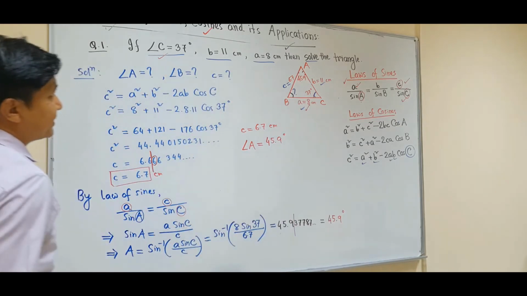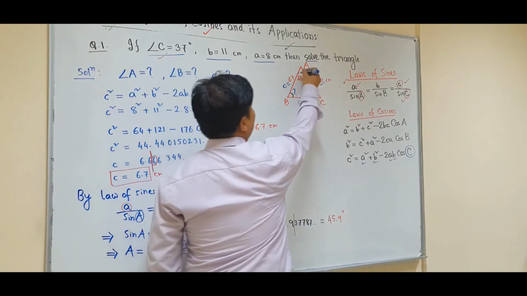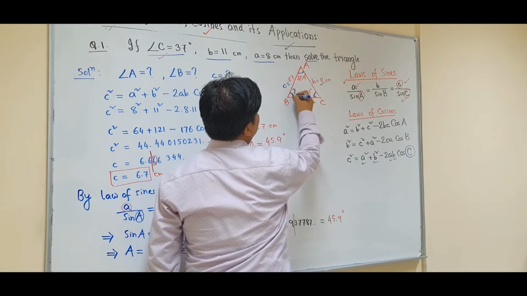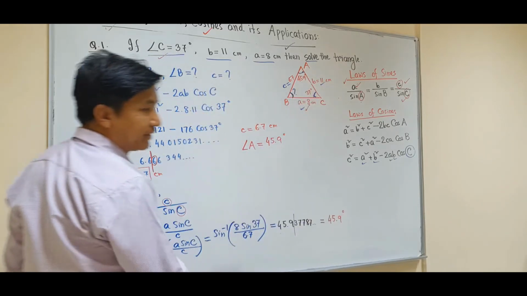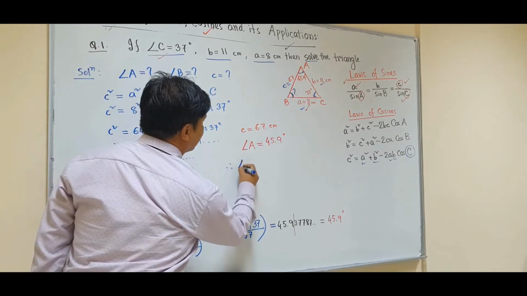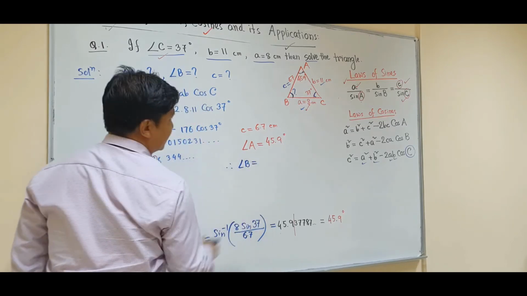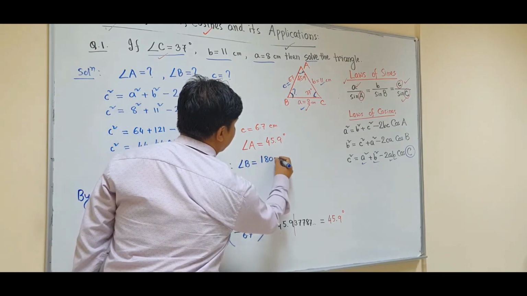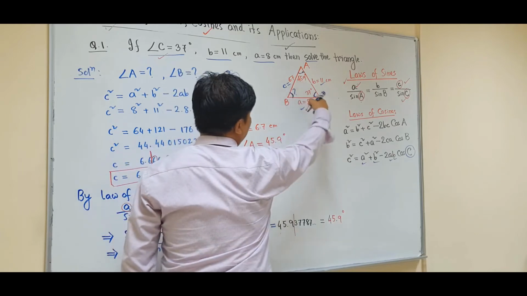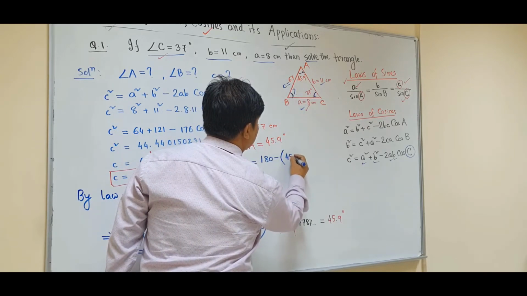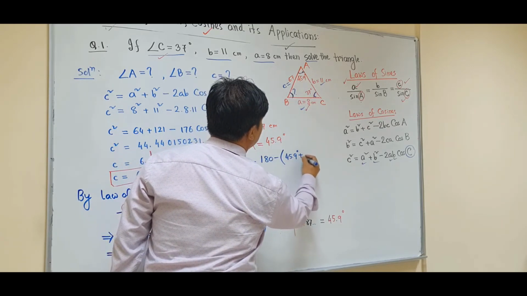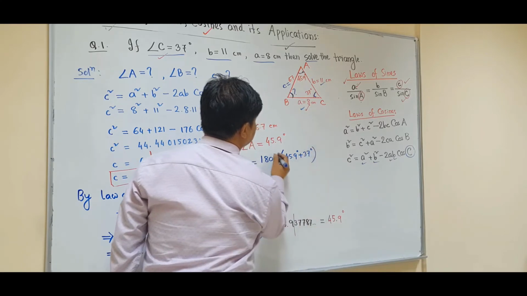So it is now very simple, because we know the sum of three angles. Sum of these three angles gives you 180 degree. So we can find out angle B from this formula. 180 degree minus sum of these two, 45.9 degree plus 37 degree.